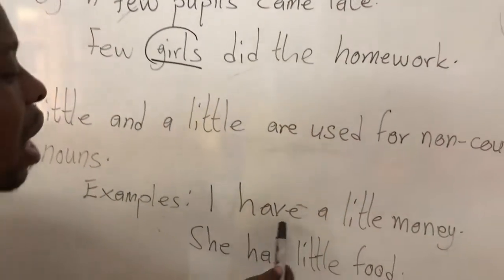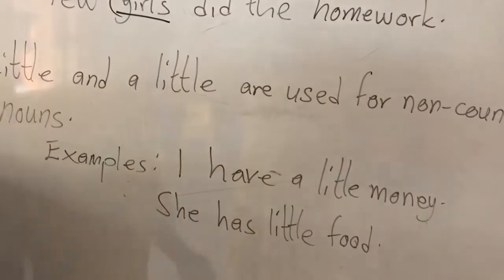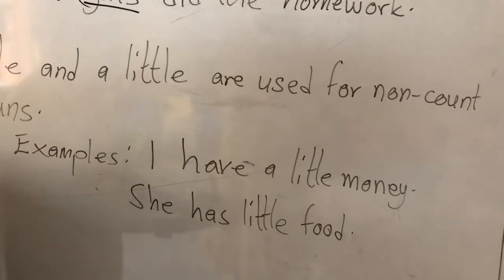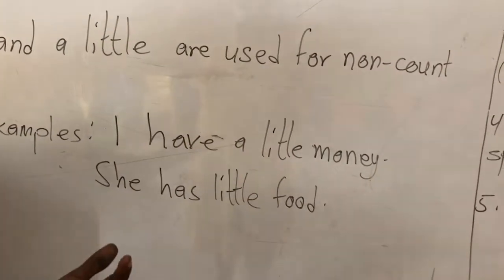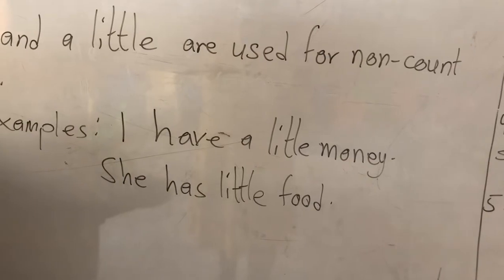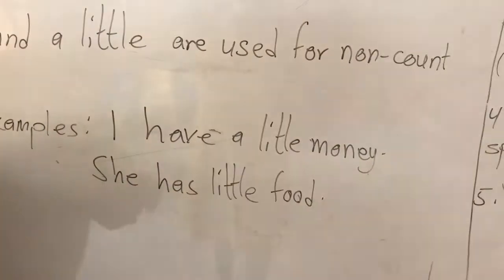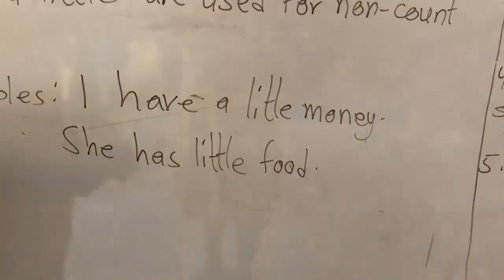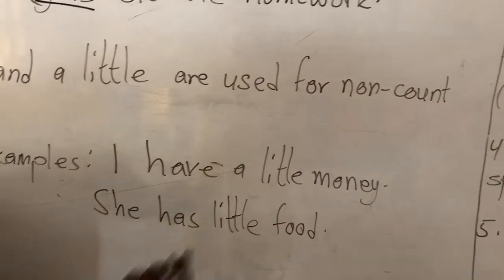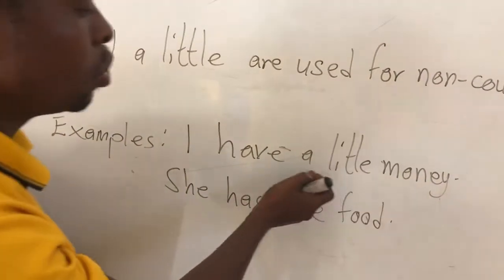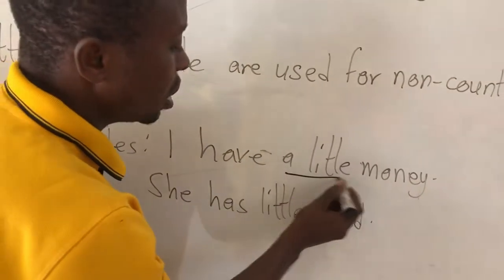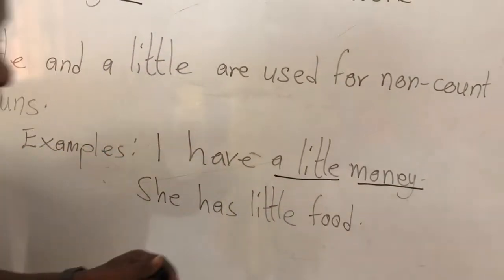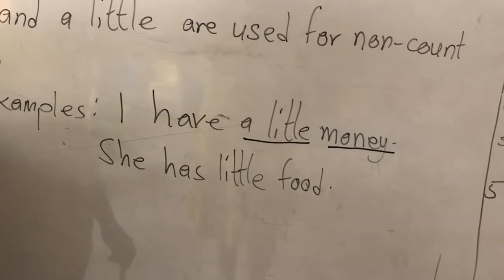So let's look at some examples. We have what? I have a little money. How many monies do you have in your bag? Okay, I have 2 monies. No, you can't say that. You can't number money. Okay, so money is what? A non-countable noun. So we use what? Little. We use a little for it, because money there is a non-countable noun.